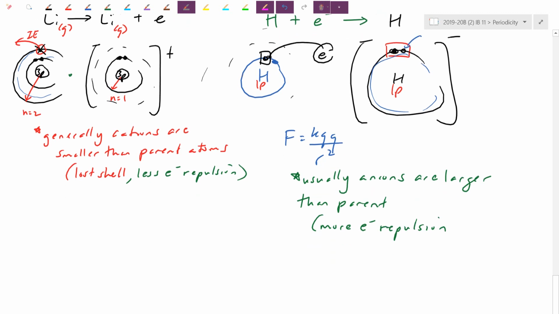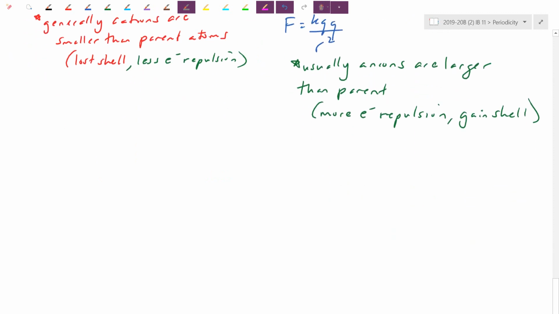In the odd case, you might even gain a shell, but it's very weird if the question actually adds enough electrons for you to gain a shell. So that's one way of asking the question, where you're just saying, compare the ion itself to the parent atom. Now I can also ask you for a periodic trend for ionic radius.